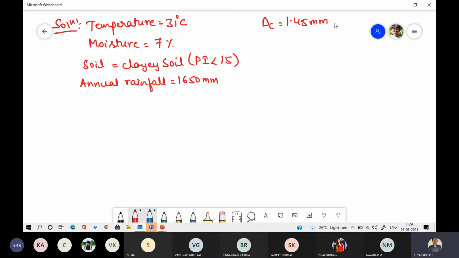These are all the data they have given. So we have already known how to determine the corrected deflection after a temperature correction. So first we will do the temperature correction. Later on we'll go for moisture correction. So the first one, temperature correction.